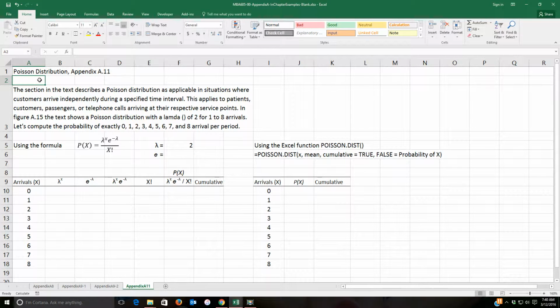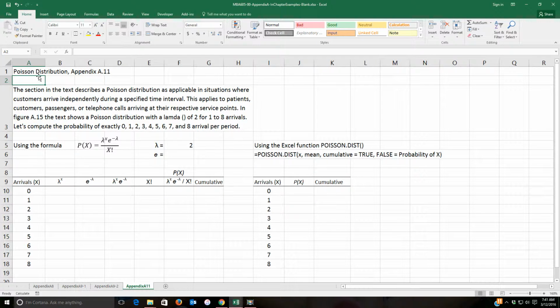This video covers Appendix A11 in the text, the Poisson distribution. The text doesn't provide a sample problem. However, it does present a distribution with 8 arrivals and a lambda, or mean, of 2. So I have just constructed a table that conforms to those parameters.